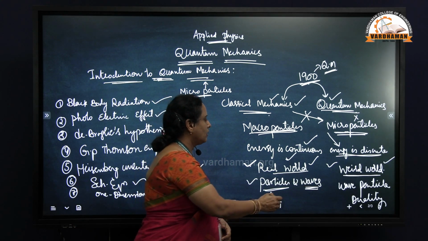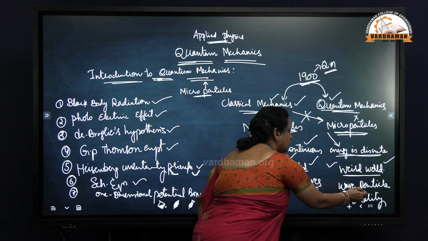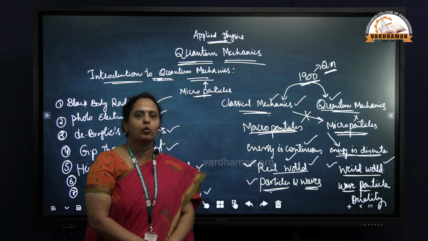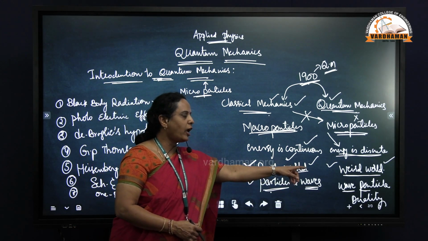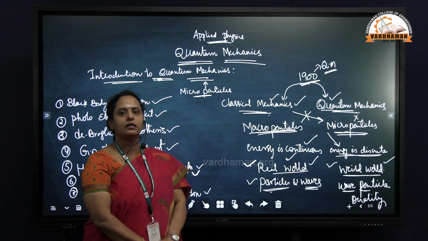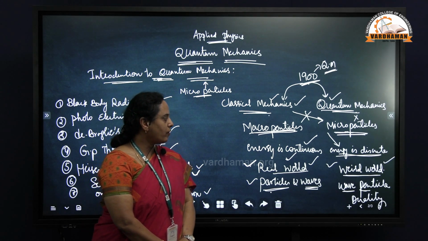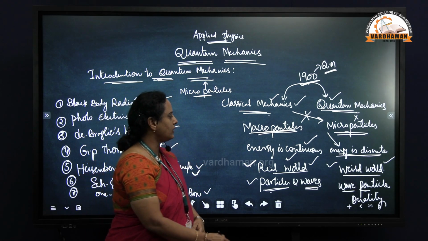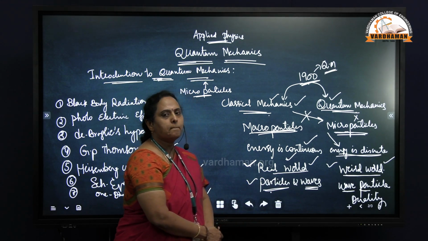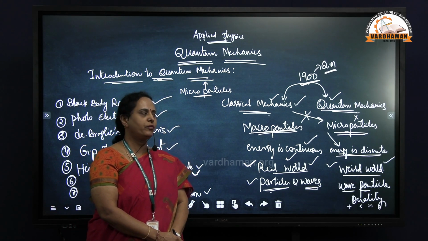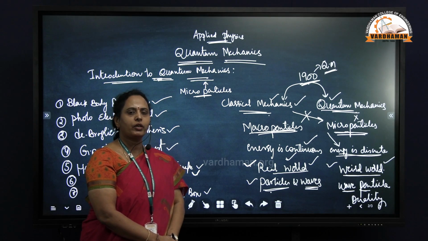But quantum mechanics says that both particle and waves coincide, that is the wave-particle duality. So quantum mechanics understands that particles have wave and particle nature as a dual nature. Those particles they have named as matter waves. This is the major difference between classical mechanics and quantum mechanics.